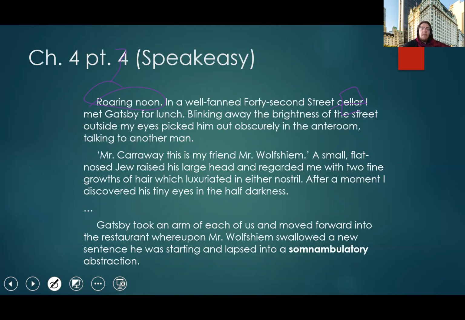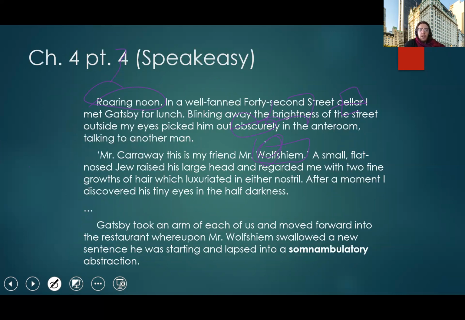We move from bright to obscure. Whenever you're moving through shadows, through dark and light, pay attention to that kind of thing. And we meet this man, Mr. Wolfsheim, whose name is not going to be an accident, that it's Wolf.